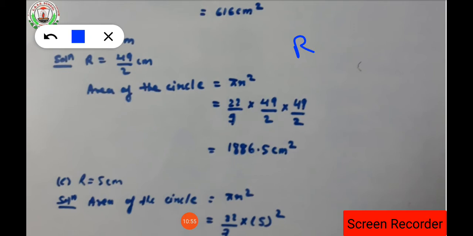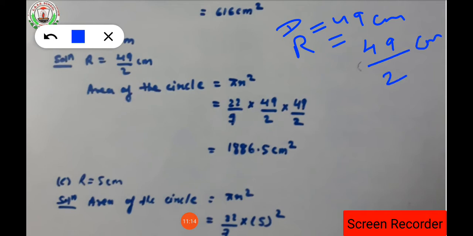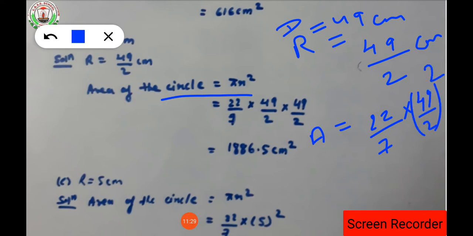In the D part of the question it is given that the diameter is 49 centimeter, isn't it? Now using the diameter we have to find the radius. So if the diameter is 49 centimeter, we will divide it by 2. The radius will be 49/2, isn't it? Now the circumference of a circle is equal to pi r square. So pi we take as 22/7 into r, which is 49/2, the whole square.